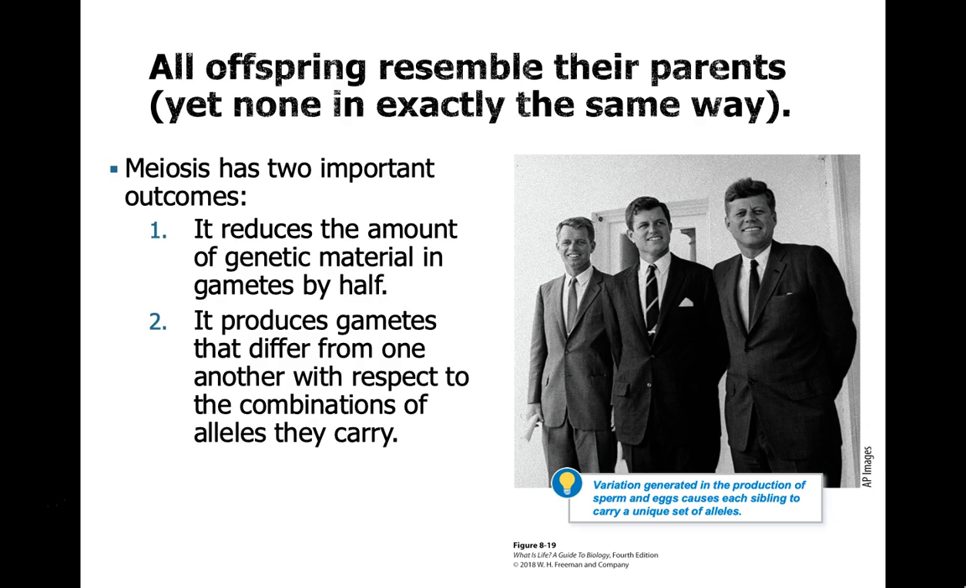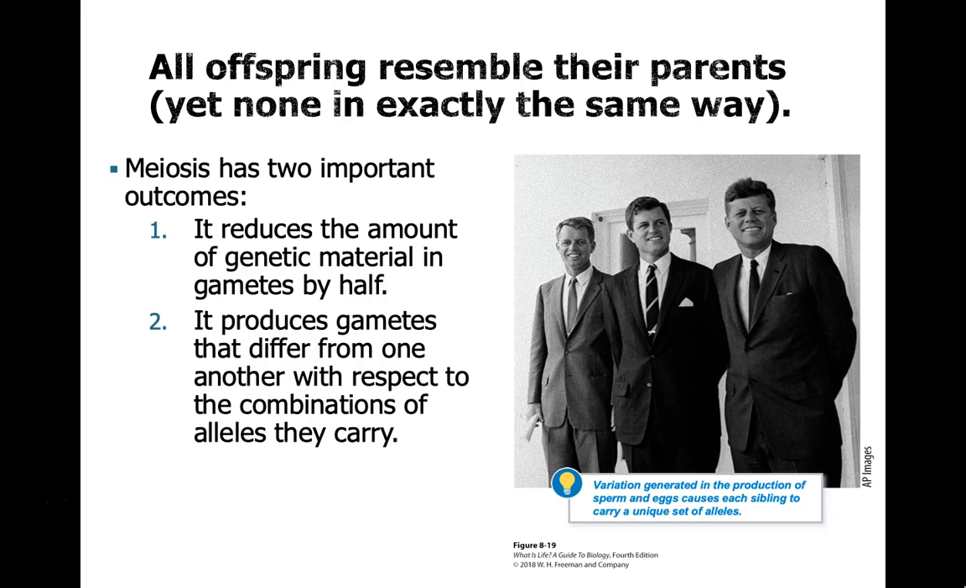The other important outcome of meiosis is that each of the gametes differ from one another with respect to the combos of alleles that they carry. So remember that alleles are different versions of genes. Now, in that set of chromosomes you get from your mom, you might have gotten a brown-eyed allele and you might have gotten a blue-eyed allele from your dad. So then if you consider another trait, let's say you got a short gene from your mom and a tall gene from your dad, your offspring could end up with any combo of those alleles.